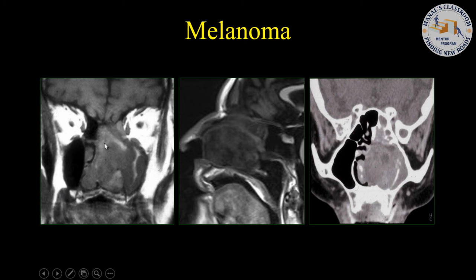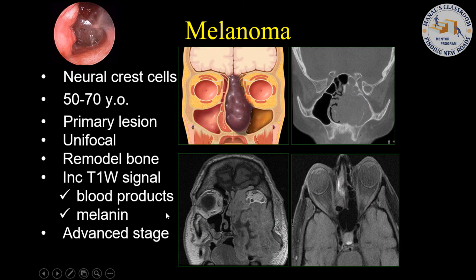And this is just an example here of melanin, the high signal non-contrast T1, and that's melanoma. So this is a pathological example of melanoma. This is the dark signal that we see with melanin. These typically arise from neural crest cells. The age is somewhere between 50 and 70 years old. And how do we identify this? Well, we tend to look for blood products and also melanin as well.